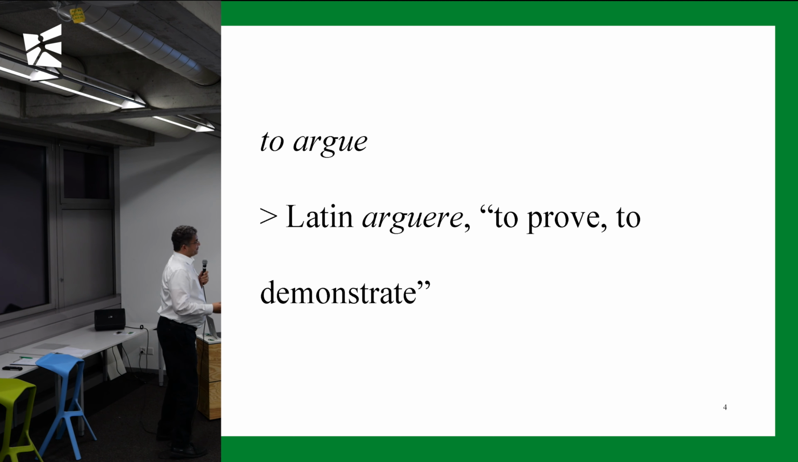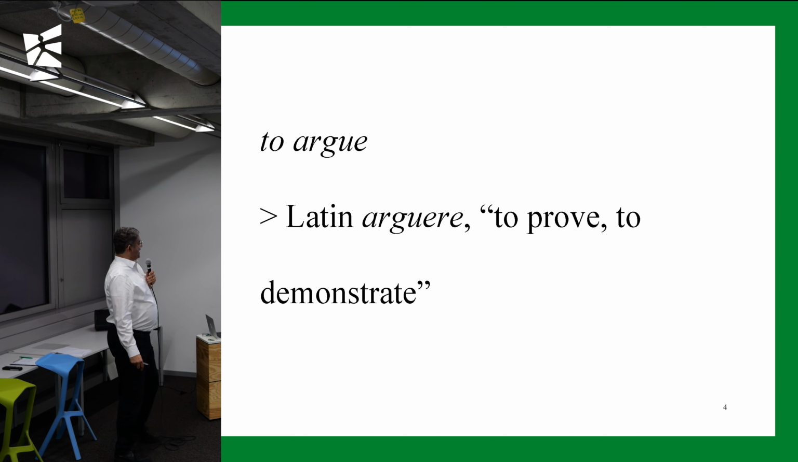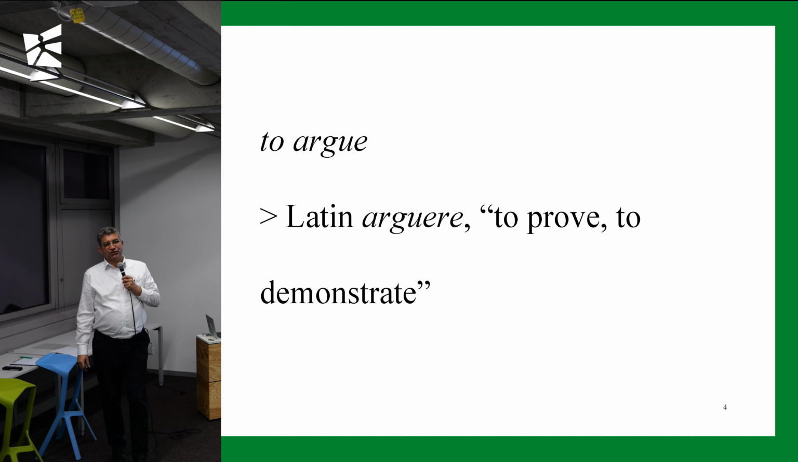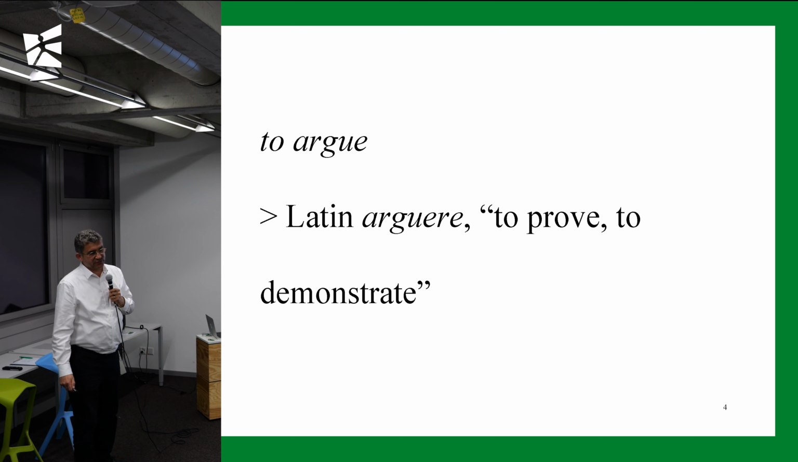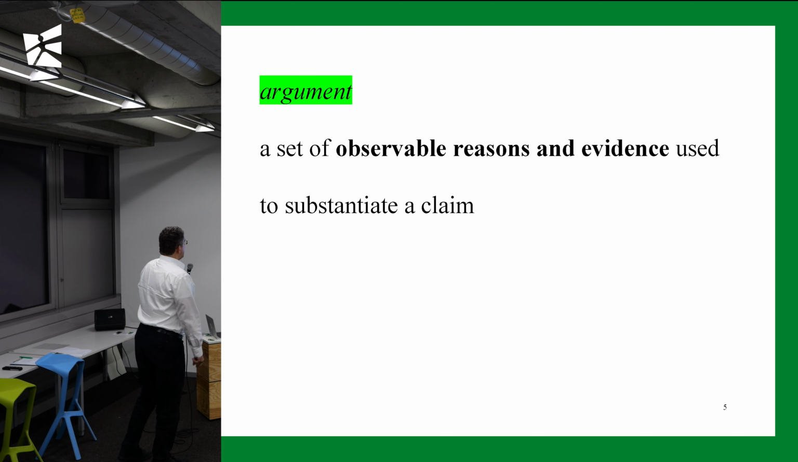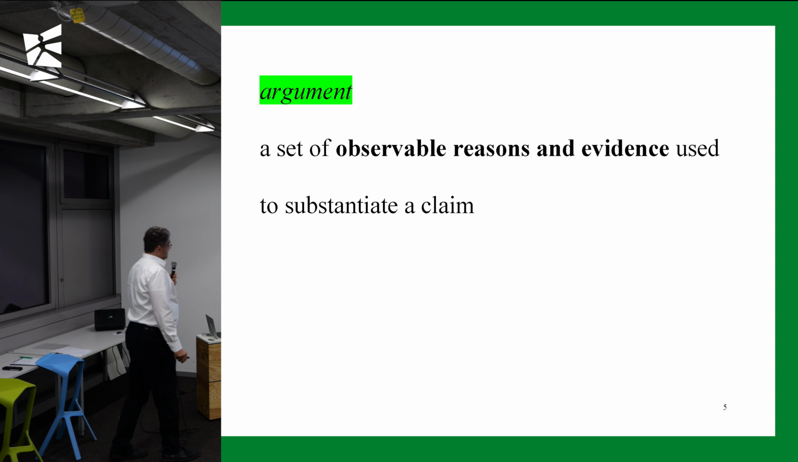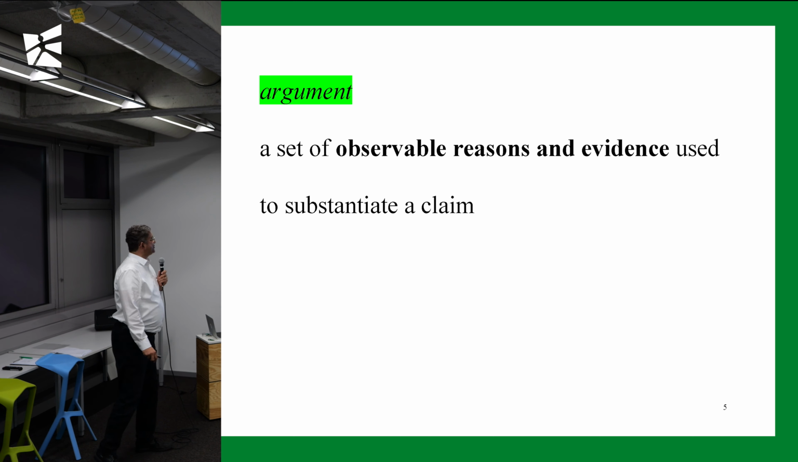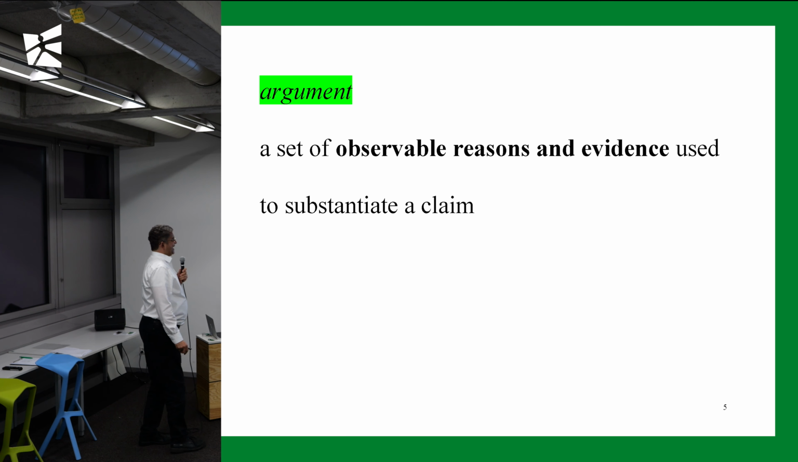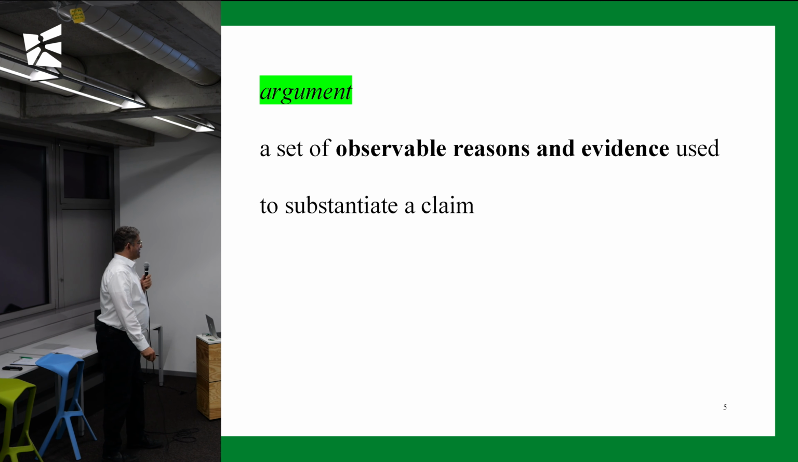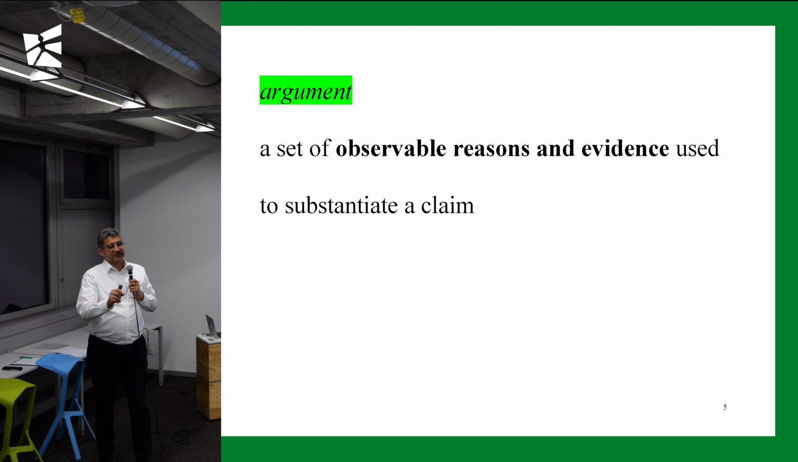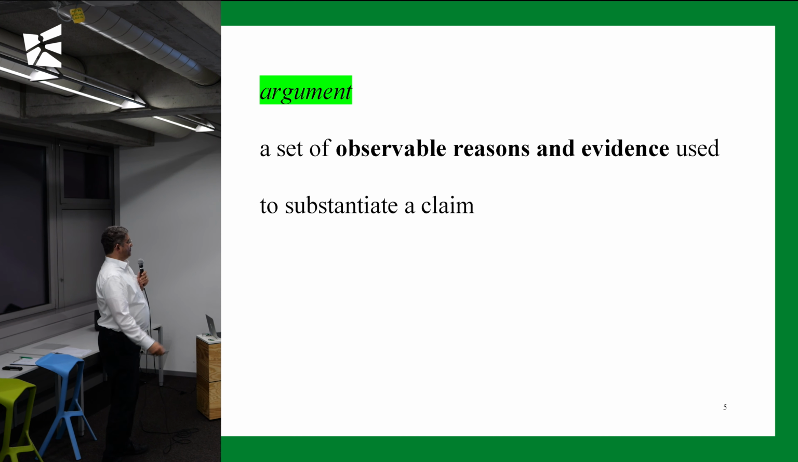In a narrower sense, to argue, from Latin arguere, means to prove or to demonstrate, and that already brings us a bit closer to what we do in science. So an argument, as one of two nouns, a research argument, is a set of observable reasons and evidence that I use to substantiate a claim. Now here you already have the three key elements of a research argument, which are reasons, evidence and claim, and at the moment they are in the reverse order in which they appear in a standard argument.